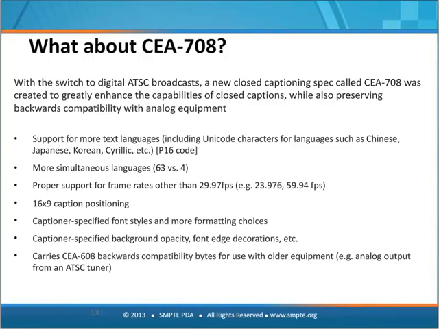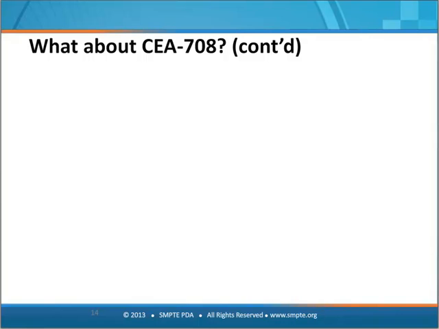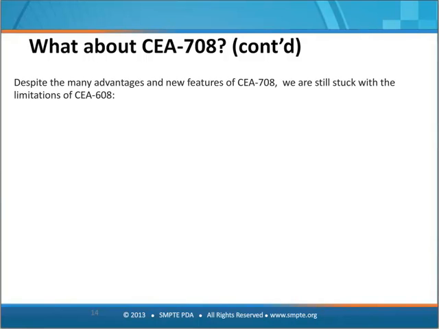And very importantly, 708 carries 608 backwards compatibility bytes, so that if you have a tuner and you're still using an analog television, that TV will still be able to display captions because the data that television needs is included as part of the 708 high definition caption data as well. But 708 has some drawbacks, so we're still stuck with a lot of the limitations of 608 anyway.